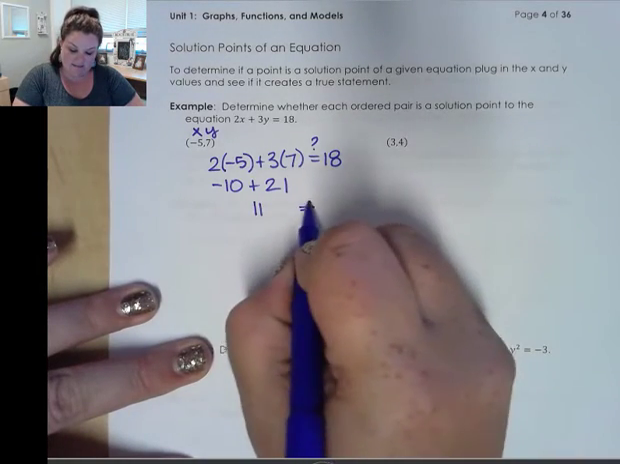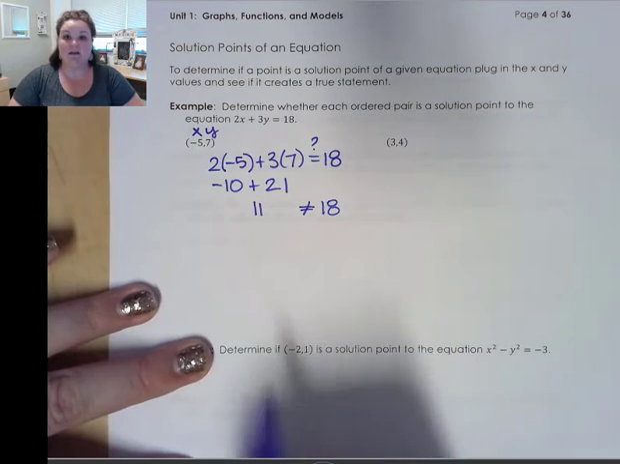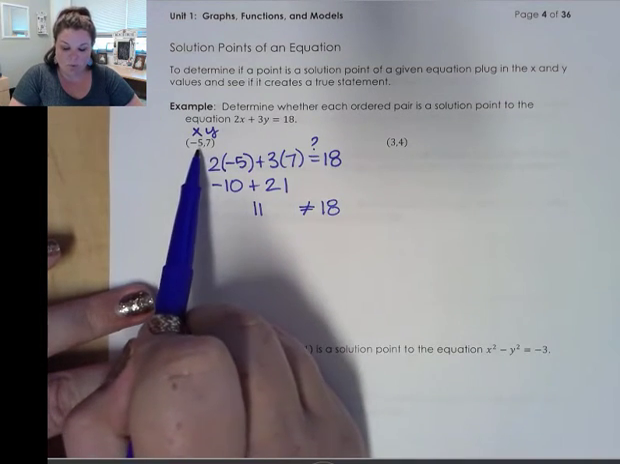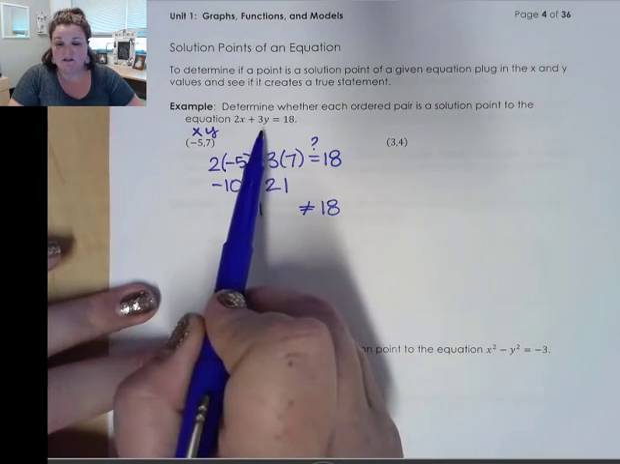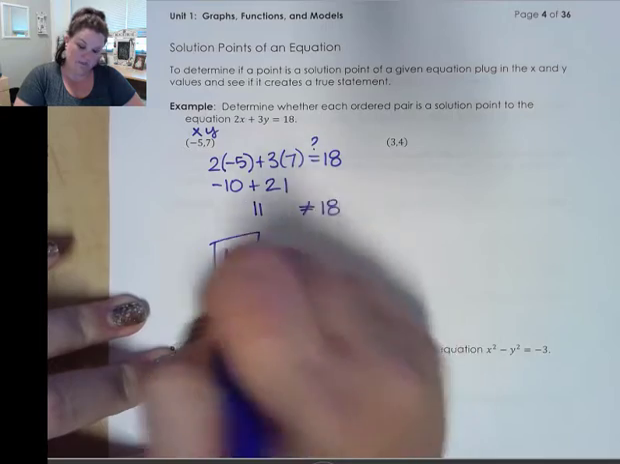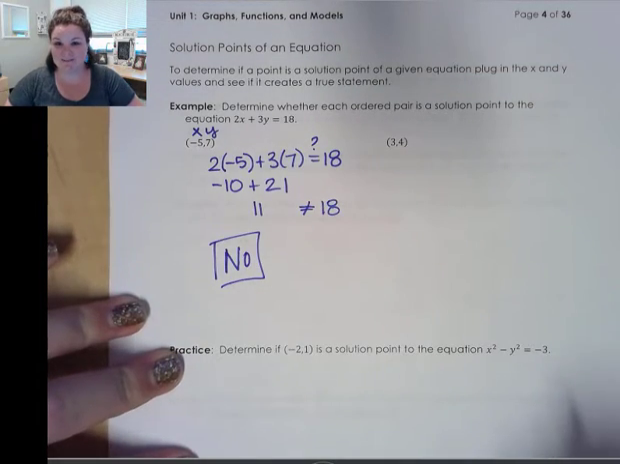And 11 is not equal to 18. So because I didn't get a true statement, what that tells me is that this point is not on that line, which means it's not a solution point. I'm just going to say, no, it's not a solution point, okay?